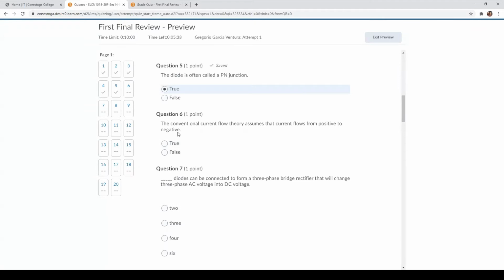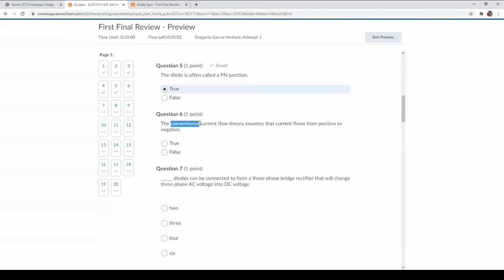Okay, question number 6, the conventional current flow theory assumes that current flows from positive to negative. We have to be careful with this question because we have to remember that it says conventional. We have two different theories, the conventional flow theory and the electron flow theory. The electron flow theory dictates that current flows from negative to positive because the electrons are negative and they are flowing towards the holes, which are positive.